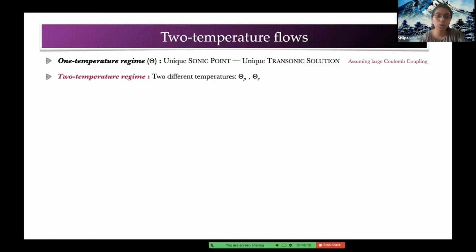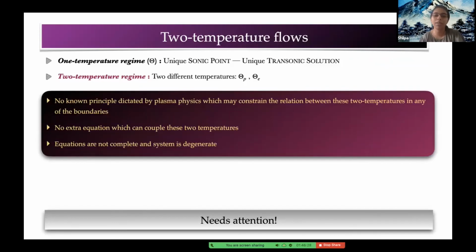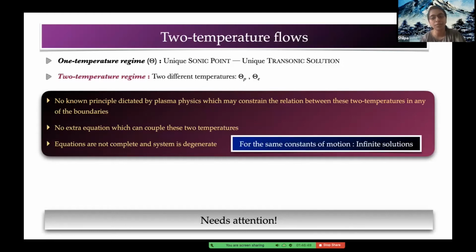But working in the two temperature regime, we now have two different temperatures, one defining protons and the other electrons. There is no known principle dictated by plasma physics which may constrain the relation between these two temperatures. The number of equations is conserved, but we have an extra temperature and no extra equation which can couple these two temperatures. Hence, these equations are not complete and the system is degenerate, which means that for the same set of constants of motion, we get infinite solutions. And this is what nature should not prefer, because a set of constants of motion should have a unique solution.